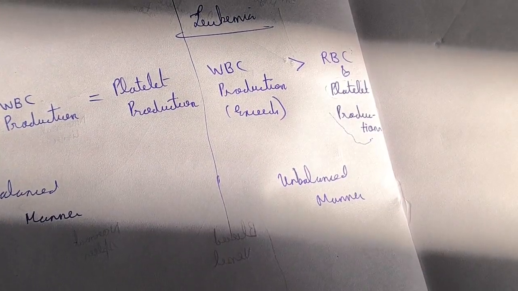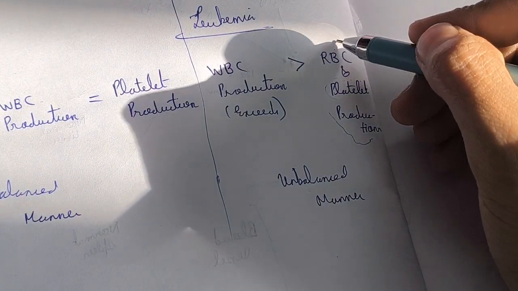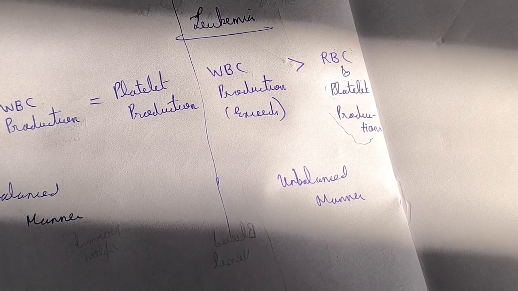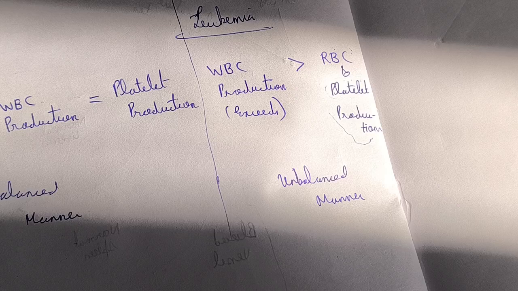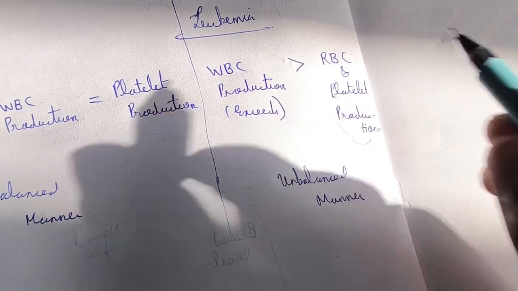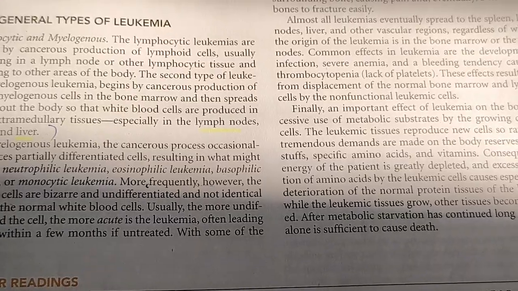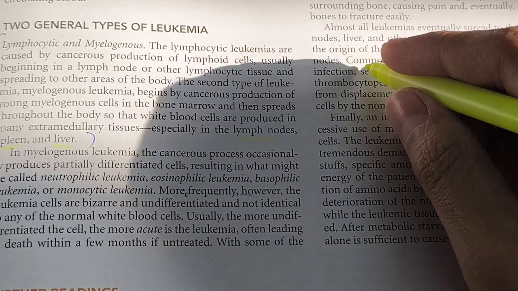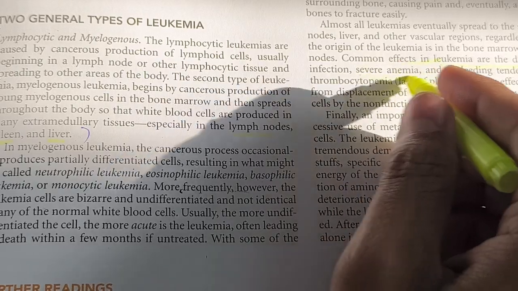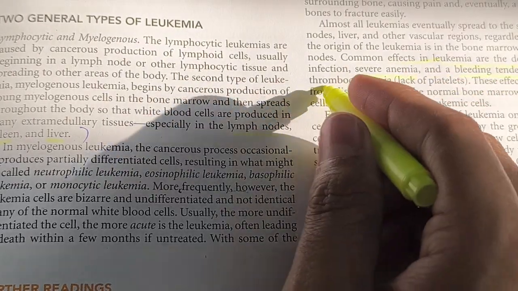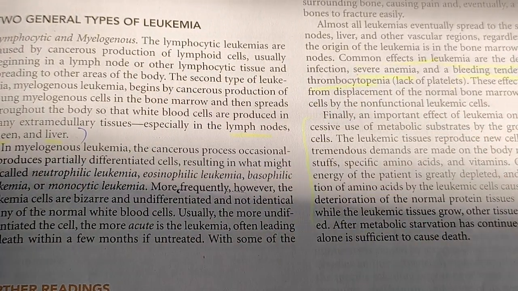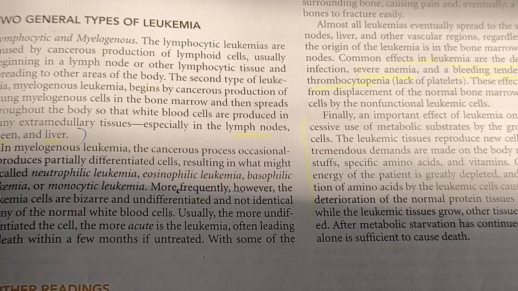Reduced platelets cause thrombocytopenia, and deficiency leads to anemia. I think you know the function of platelets is blood clotting, so this leads to a bleeding tendency. So friends, the common effects of leukemia are severe anemia and a bleeding tendency caused by thrombocytopenia and lack of platelets. Now, this is also one of the most important effects, and I want to explain it also.